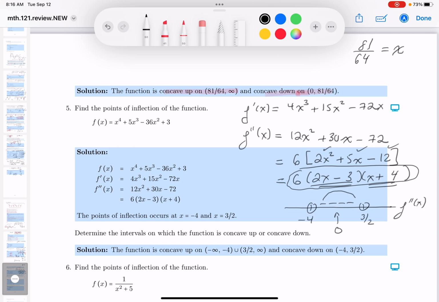Now, what do I do next? After 3 halves, which is a good point to choose, I'm going to say like 100. That's after 3 halves, by the way. You can choose any number you're comfortable with. But if you plug it in, everything's going to be positive, which means it's concave up.